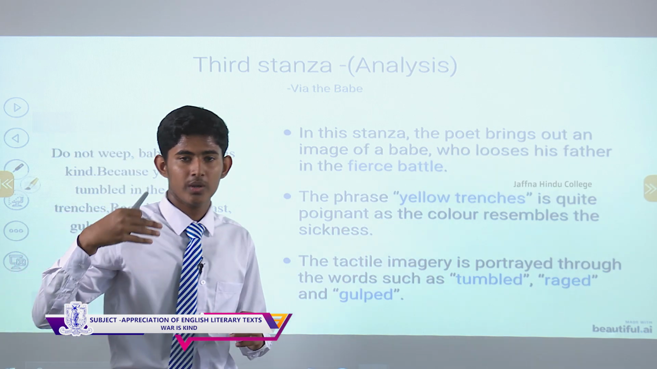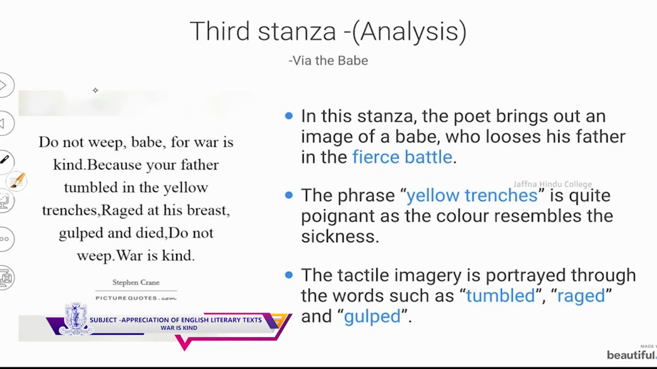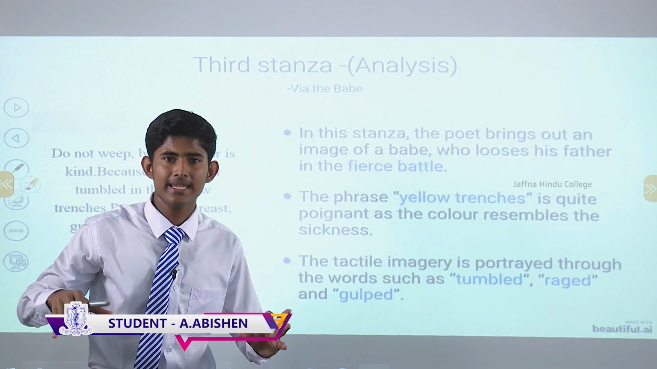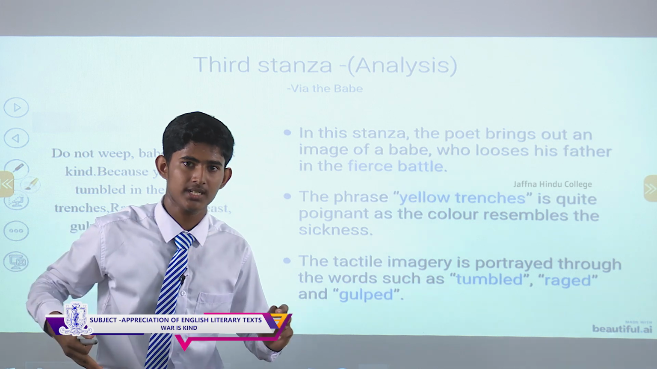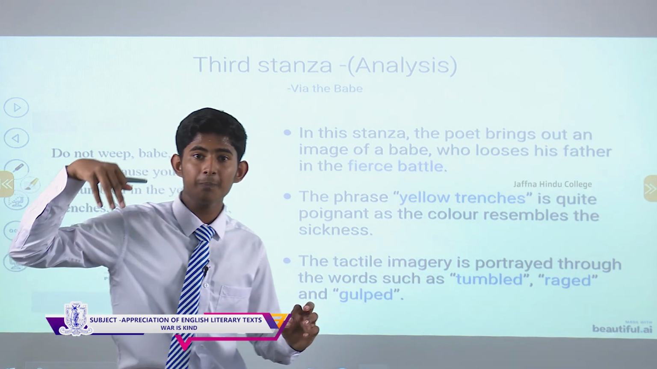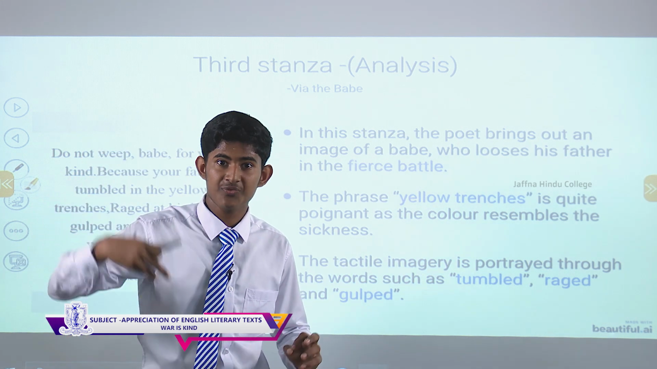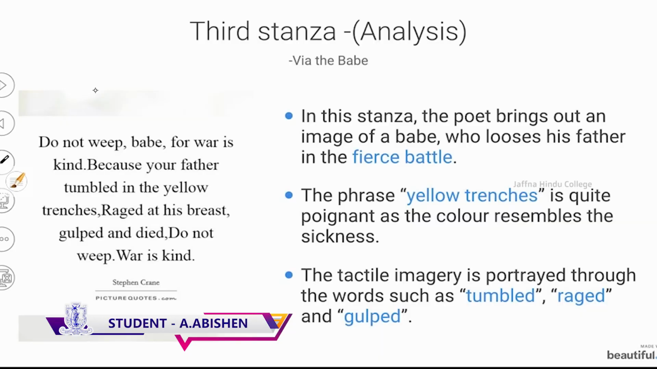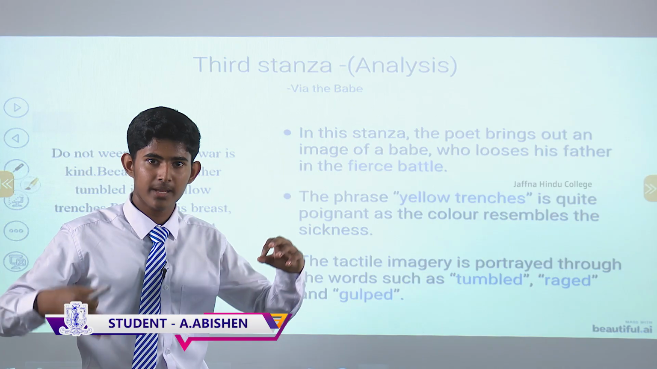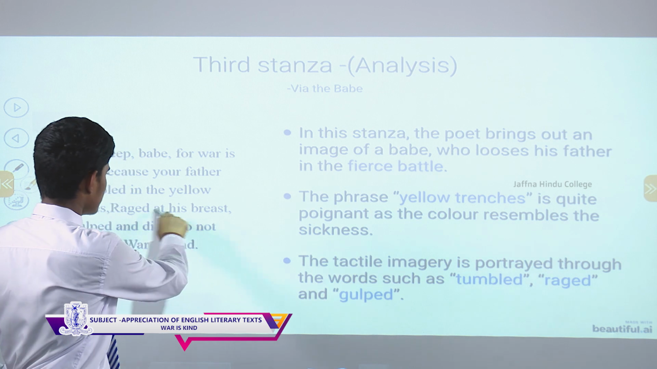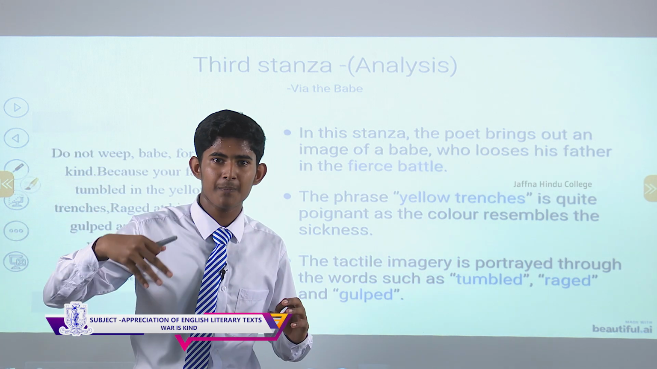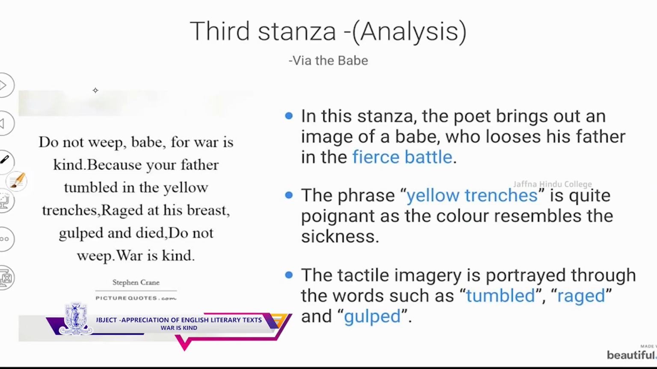In order to see the complicated phrases, tumbled means fell in, and the yellow trenches. Trenches means a place where the soldiers or the fighters seek protection in order to safeguard themselves from the enemies. It's quite ironic because even as the father tries to protect himself, he becomes a target of the enemies. That's the irony made by the poet in this poem.